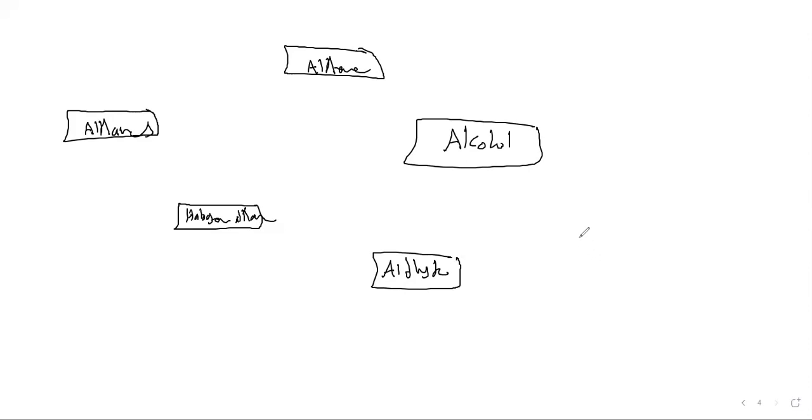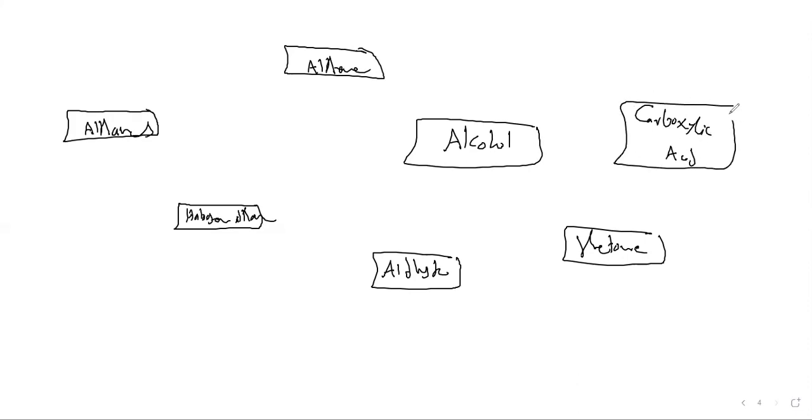In the general map, you will find that we have alkanes and halogen alkane, and then we have alkene, alcohol, aldehyde, ketone, carboxylic acids, and then ester.